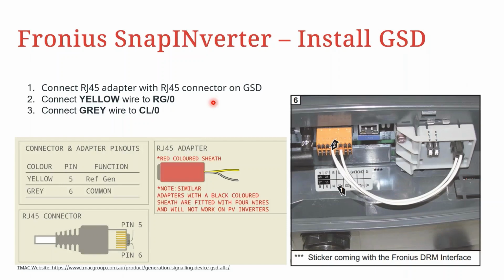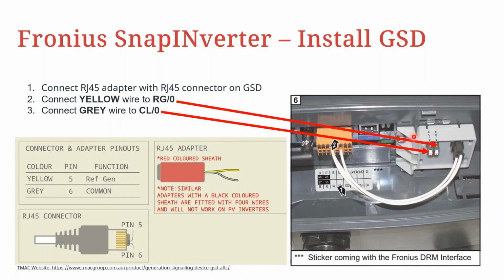Okay, and to do that, all we need to do is put the RJ45 adapter over the top of the RJ45 connector. So now we've just got the yellow cable and the gray cable to connect. And from here, we just connect the yellow wire to RG0, which is just here, and we need to connect the gray wire to CL0.